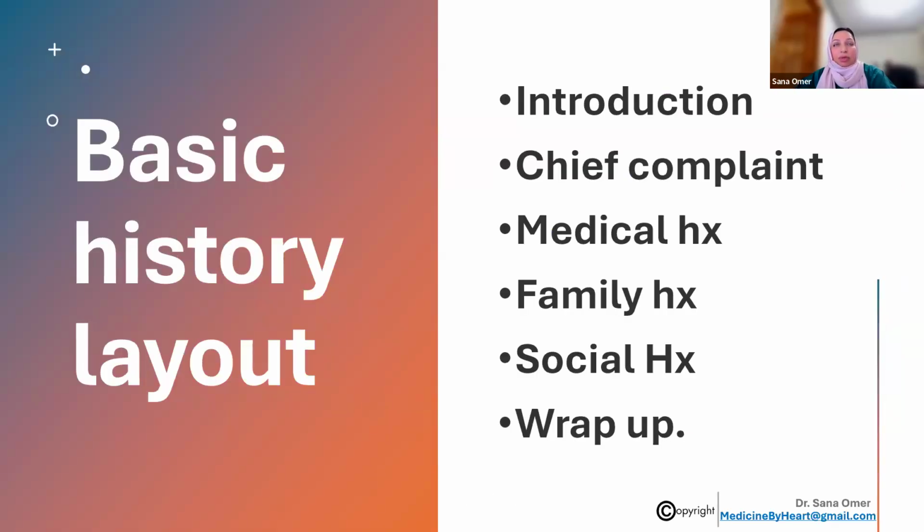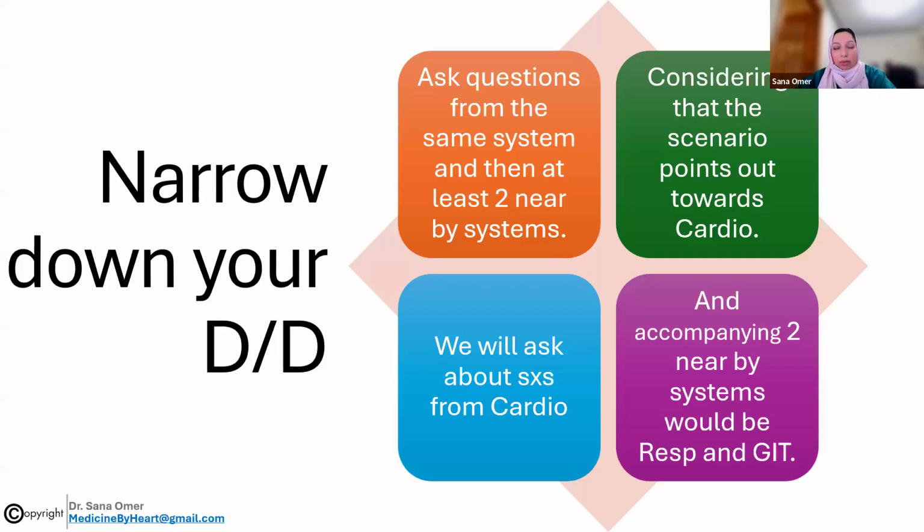We discussed the basic history pattern, which I mentioned in the last class, that more or less remains the same. There are some variations for pediatric groups, geriatrics, or females in gynae ops, but usually the pattern stays the same. Then we discussed how we narrow down our differential diagnosis. You have a huge list of differential diagnoses and you have to narrow it down.